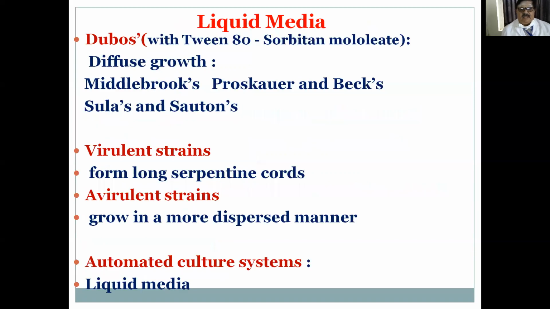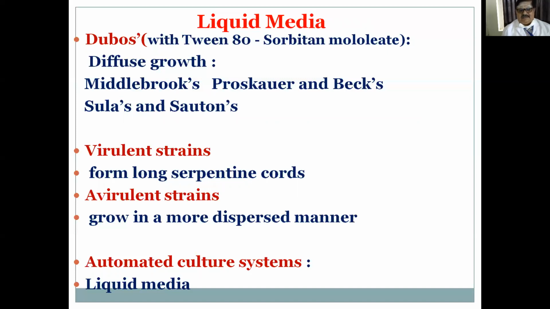Coming to liquid media, glucose medium. Tween 80 is sorbitan monooleate, so we saw something about Tween 80 hydrolysis, and also other liquid media, middle group, transparent Sauton's and Sauton's media. Last class we have discussed it, it's only a question of repetition so that you won't forget.